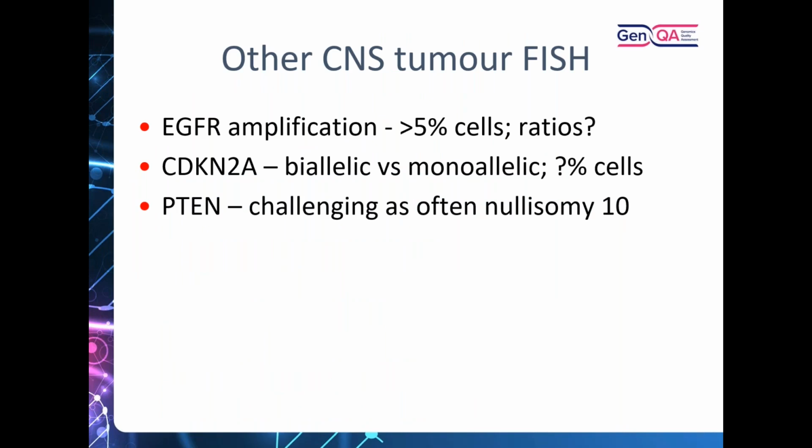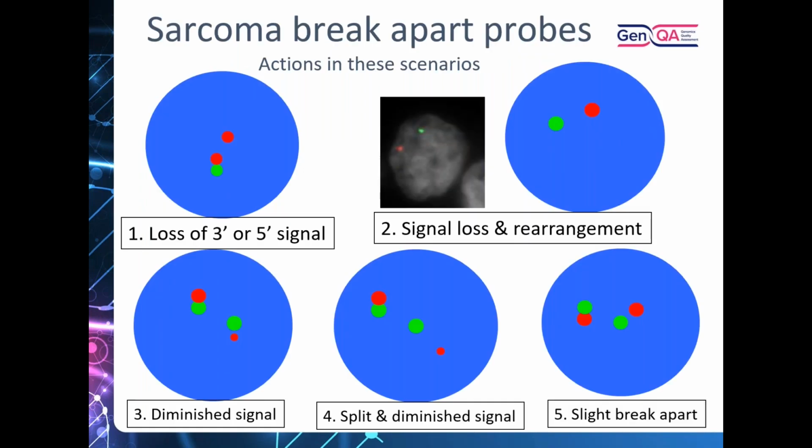In fact, I'll skip those actually because I know we've got limited time. I was going to talk briefly about some of the other FISH that we do in CNS tumours, and there was a little bit of mention earlier about CDKN2A and the challenges there of scoring biallelic loss when you've actually lost your control probe as well. So how do you know whether your FISH has just not worked or whether you genuinely have lost both copies of that chromosome? So instead I'll move on to sarcomas.